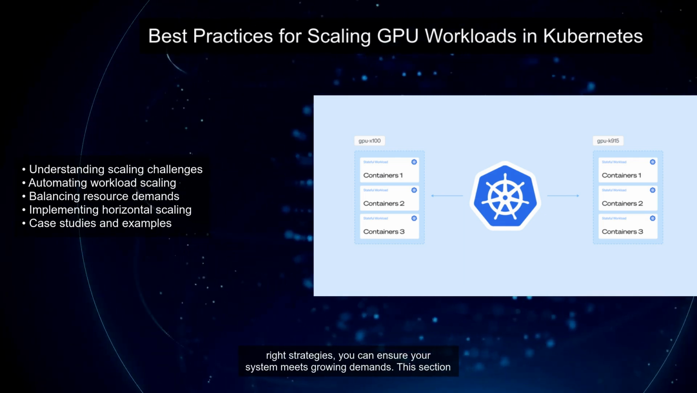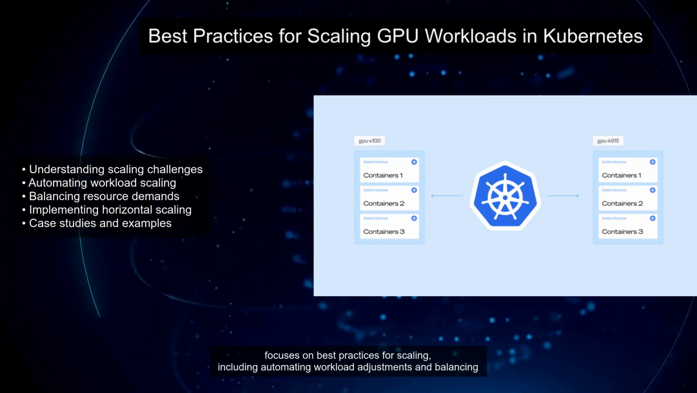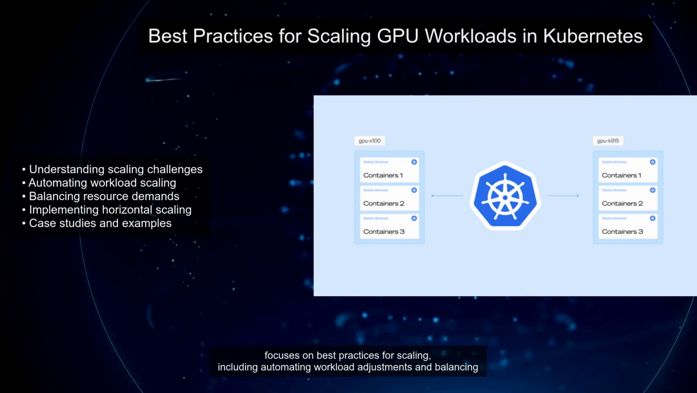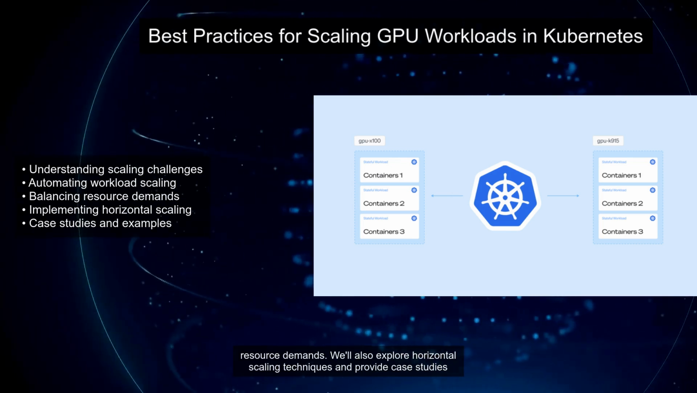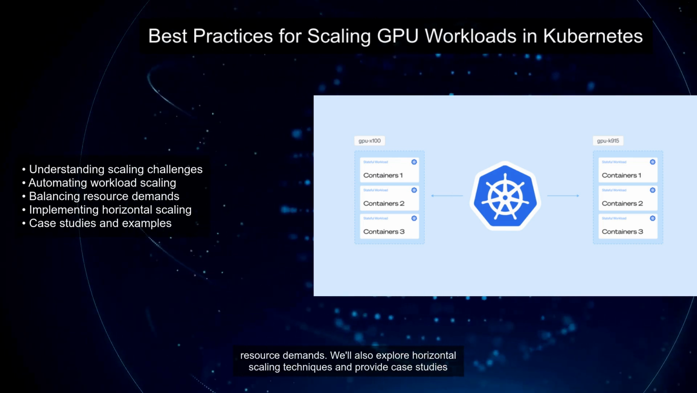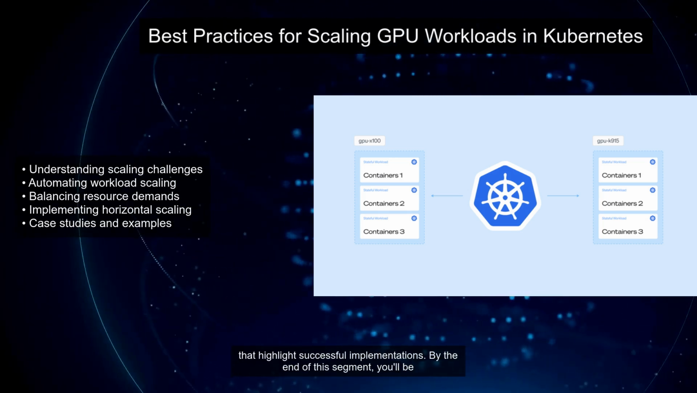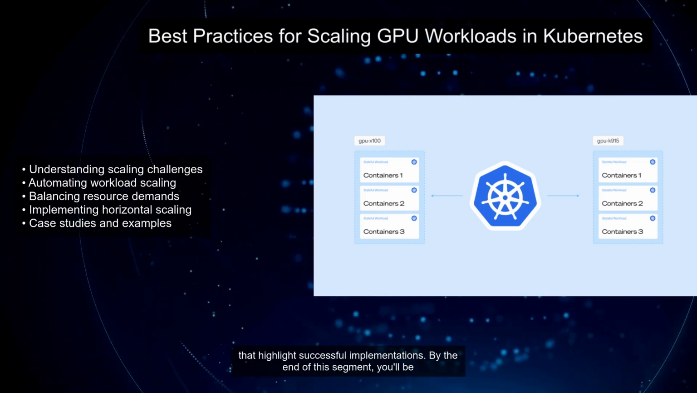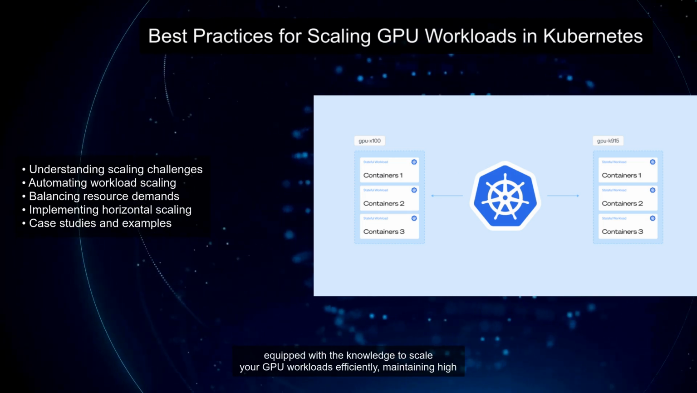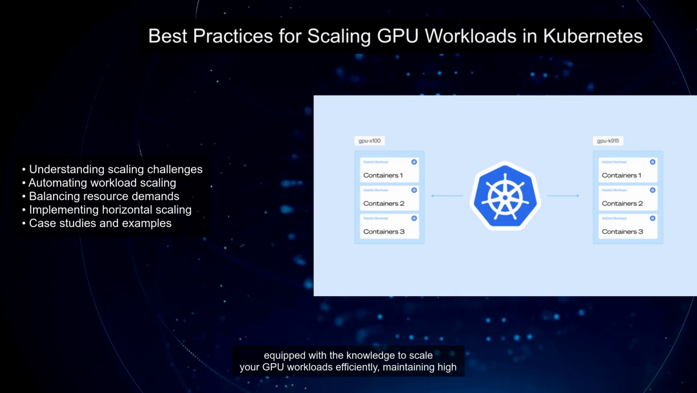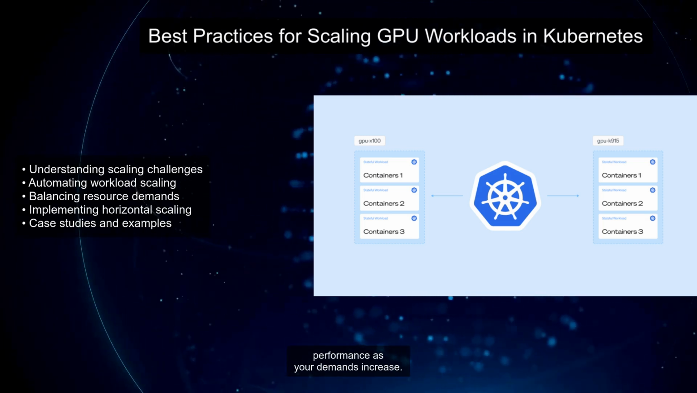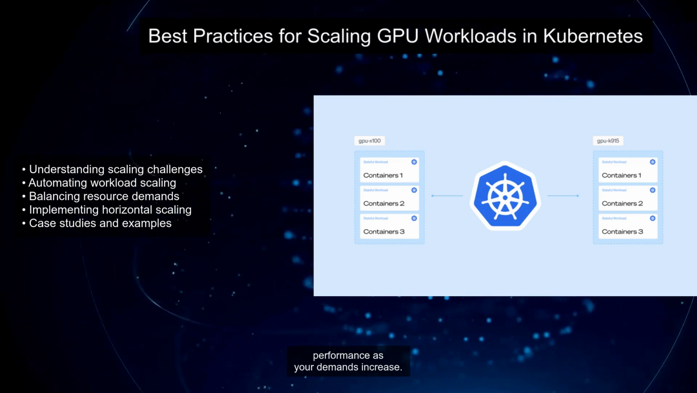Scaling GPU workloads effectively in Kubernetes presents unique challenges, but with the right strategies, you can ensure your system meets growing demands. This section focuses on best practices for scaling, including automating workload adjustments and balancing resource demands. We'll also explore horizontal scaling techniques and provide case studies that highlight successful implementations. By the end of this segment, you'll be equipped with the knowledge to scale your GPU workloads efficiently, maintaining high performance as your demands increase.